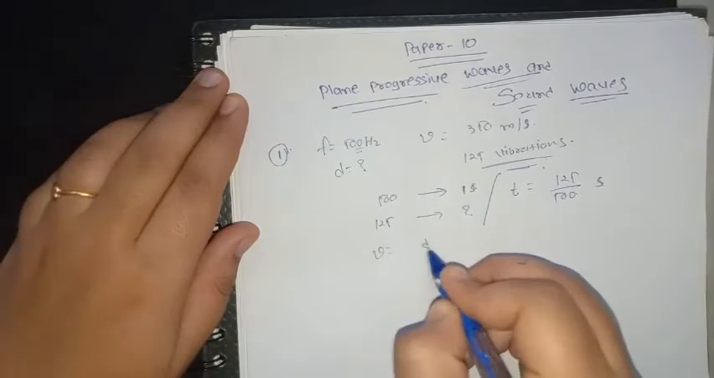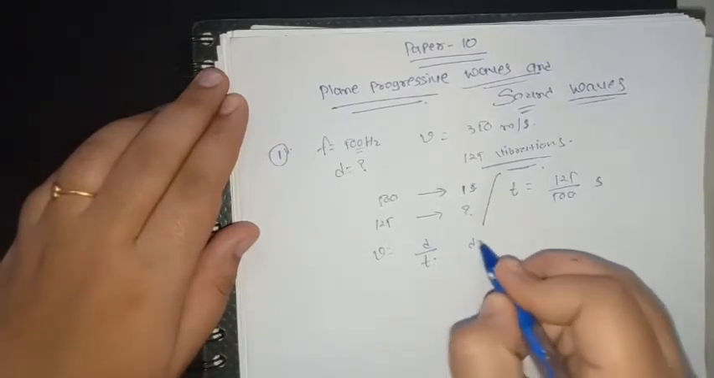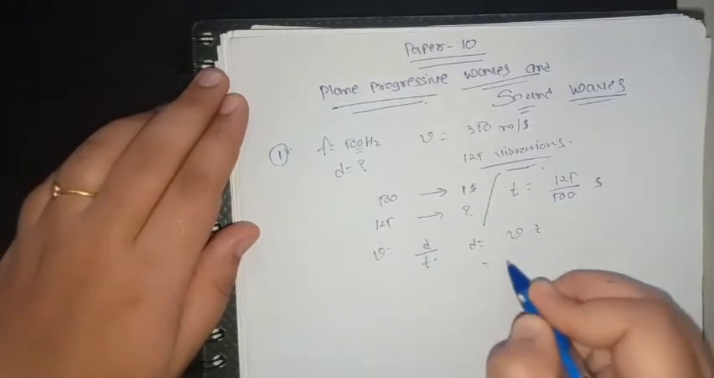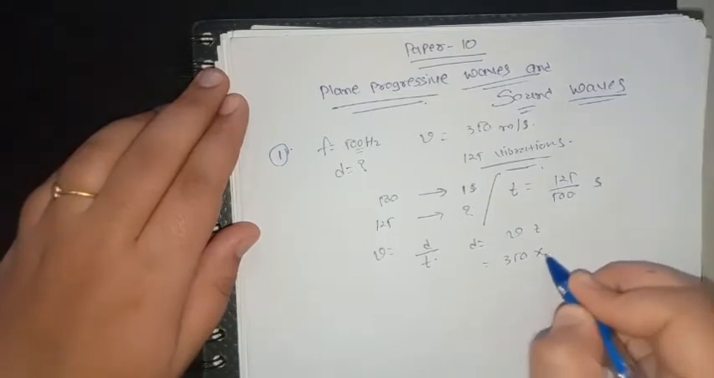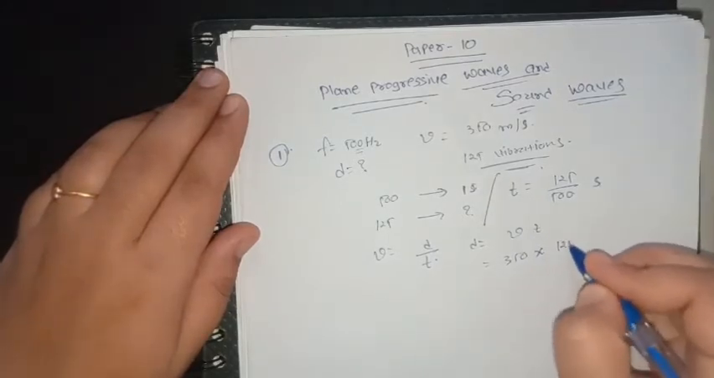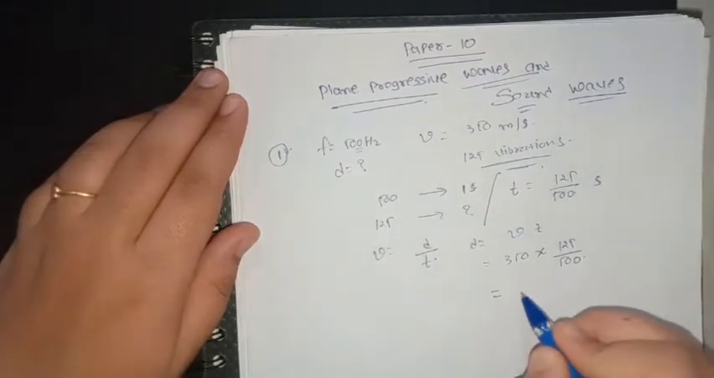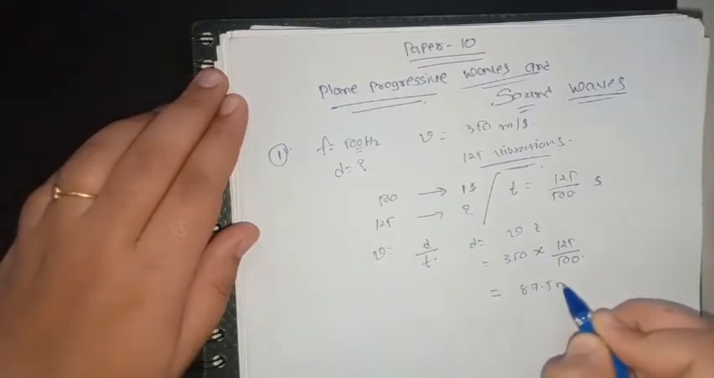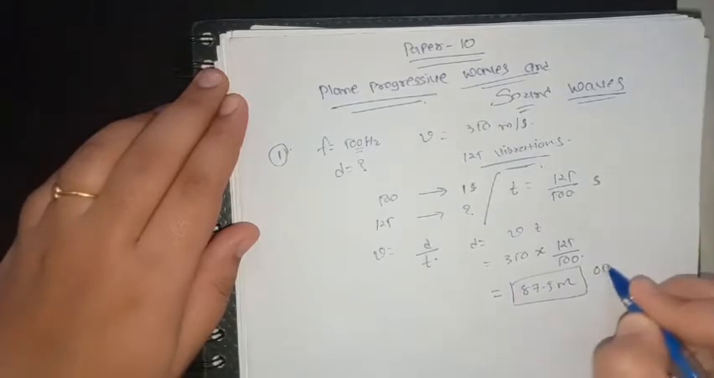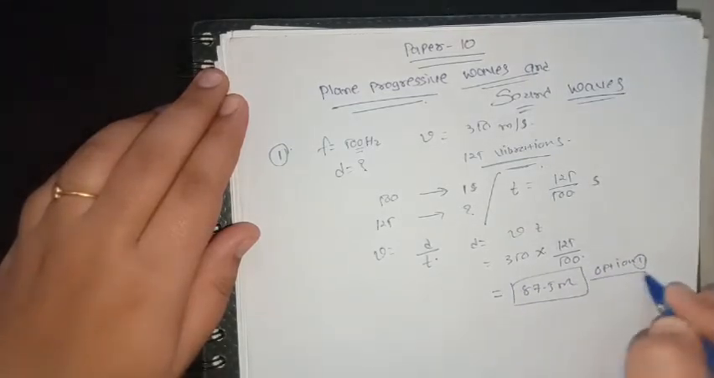Now speed is equal to distance upon time. So distance traveled will be speed into time. Speed is given as 350 meter per second and time is 125 divided by 500. Simplify this, we will get the answer 87.5 meter. So option 1 is the correct option.